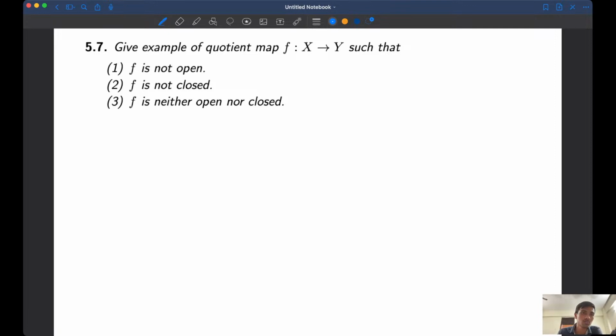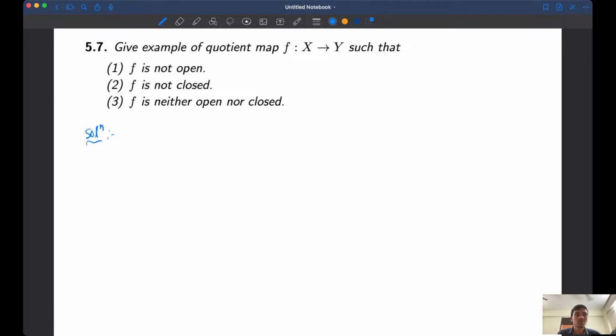So give examples of quotient maps f from x to y such that f is not open, another case where f is not closed, and one example where it is neither open nor closed. In the first case, if f is closed, then obviously it is a quotient map from the previous remark. Similarly, give an example of an open map that is not closed, and in the third case neither open nor closed.